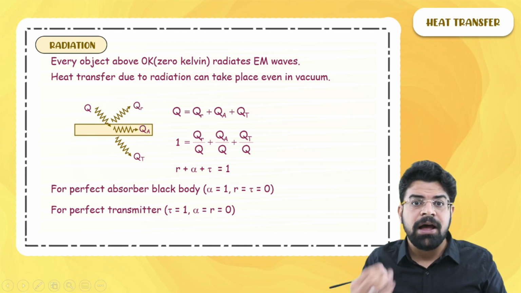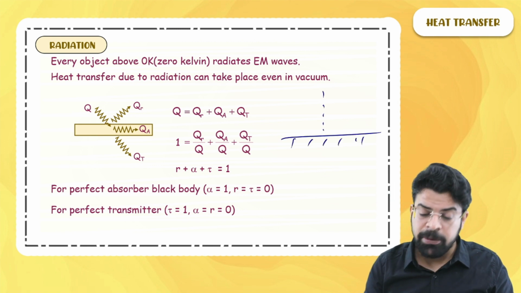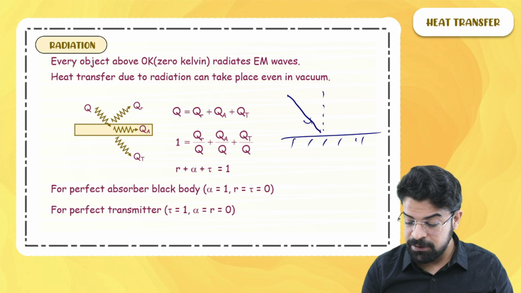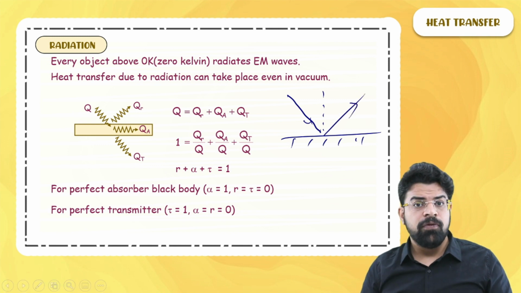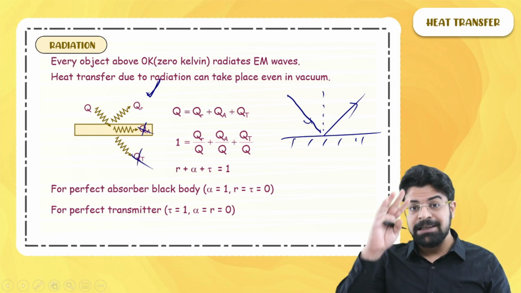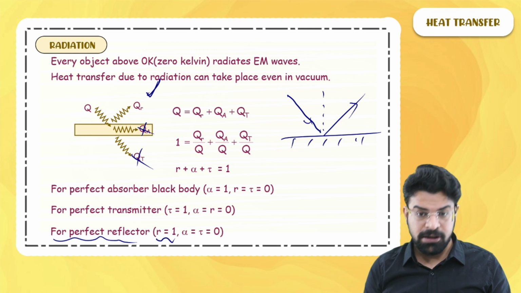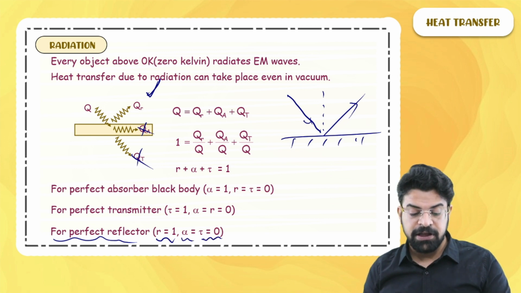And then if you have an ideal reflector, like a mirror, a mirror reflects, right? So for a mirror, reflectivity is very high, while absorptivity and transmittivity are very low. So for a perfect reflector, reflectivity is 1, while absorptivity and transmittivity will be 0.